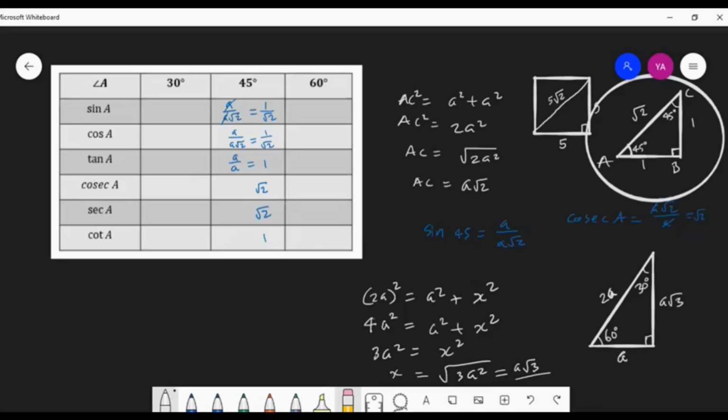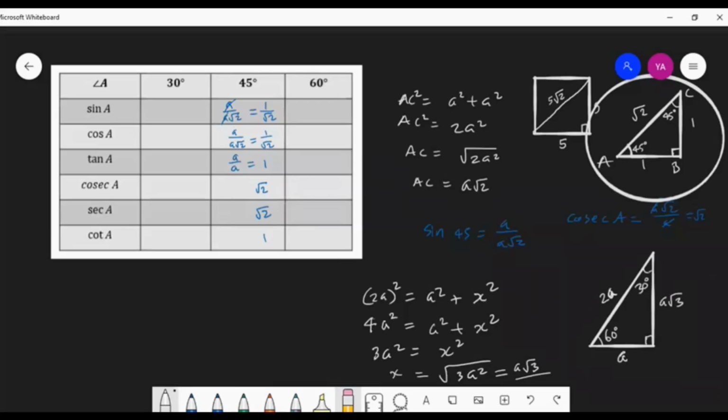Okay, so in a right triangle with angles 30 degree, 60 degree, 90 degree, the side opposite to 30 degrees, suppose we take as a, then the hypotenuse will be 2a and the side opposite to 60 degree will be a root 3. Okay, and now we can form these two columns. We can fill this column, 30 degree column and 60 degree column.